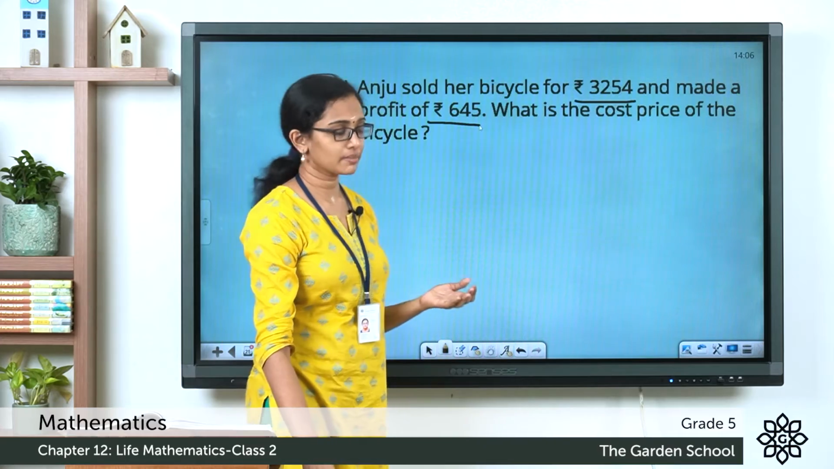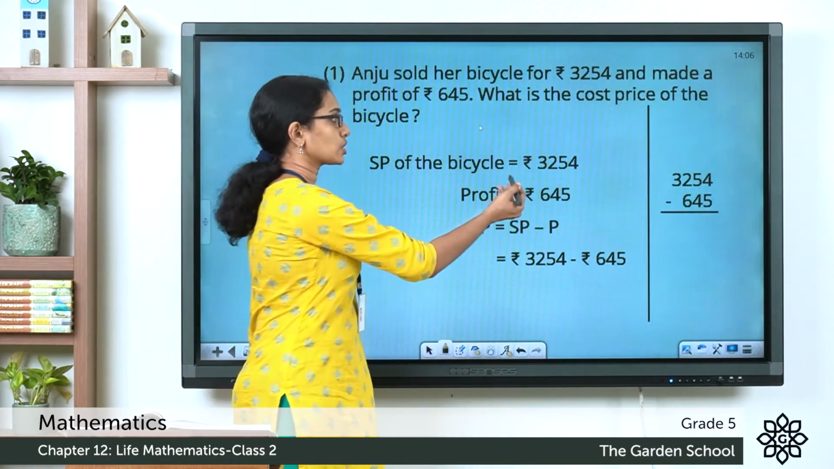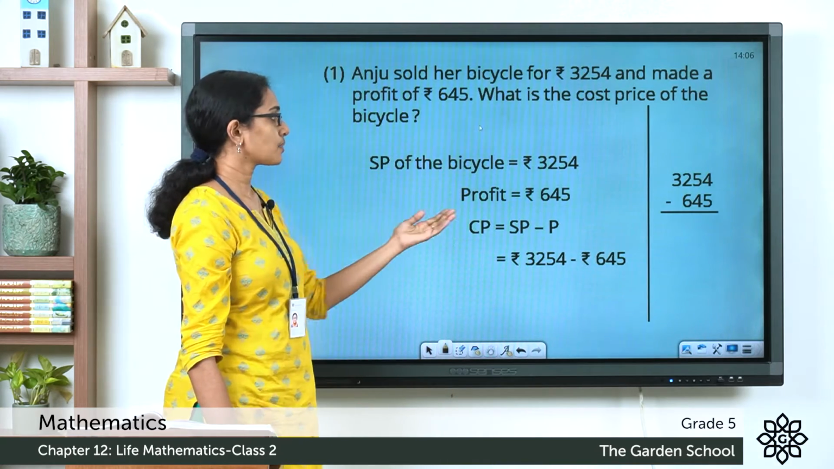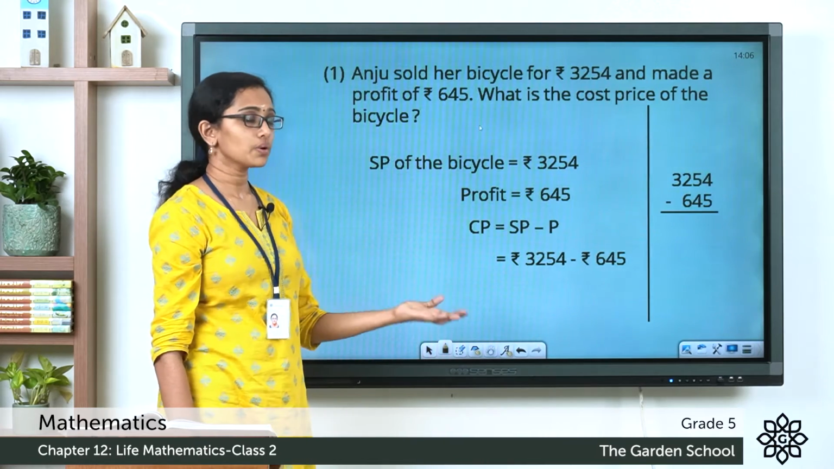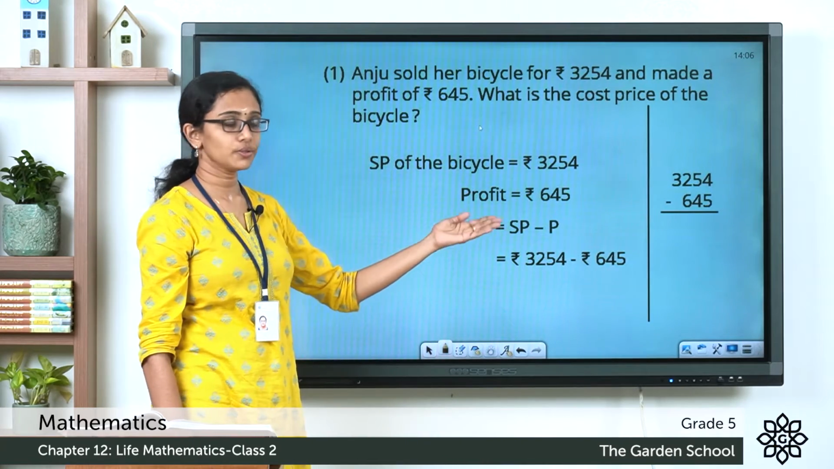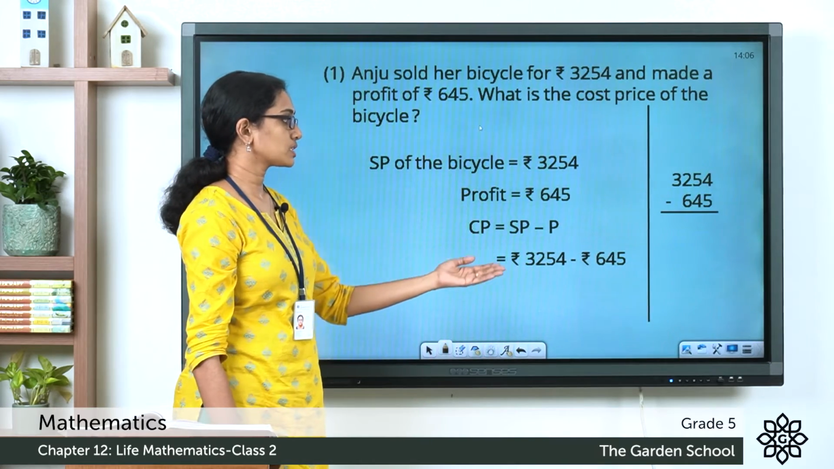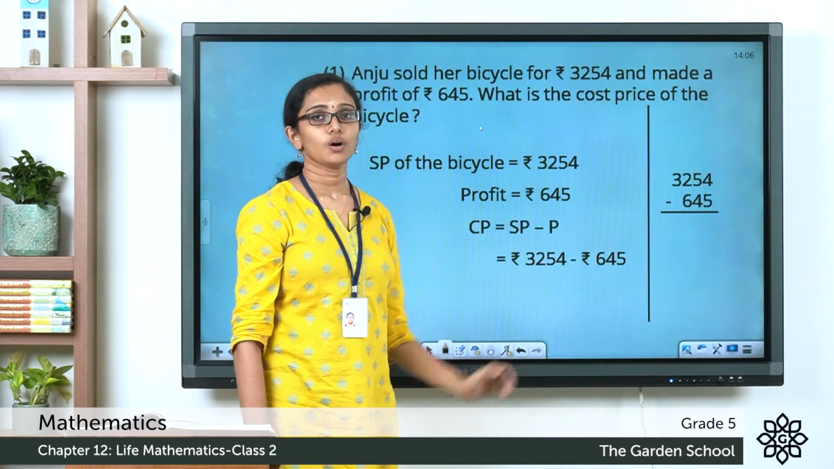So let's see the steps and make it more clear. The selling price of the bicycle is equal to rupees 3,254 as mentioned in the question. Now the profit is equal to rupees 645. Now we know the formula, the cost price is equal to the selling price minus profit, which is equal to rupees 3,254 minus rupees 645.